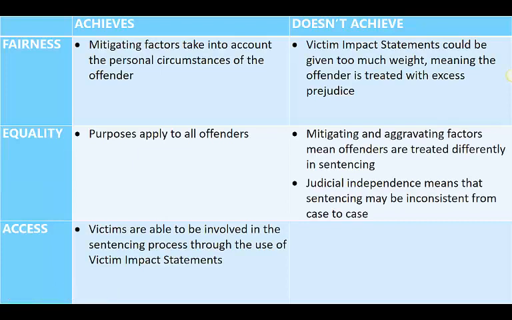So, how does sentencing achieve fairness? Well, mitigating factors take the personal circumstances of the offender into account. So this means that you are treated without bias and prejudice just because you might be homeless or you might be a drug addict or similar, and you are therefore treated with fairness in a just, impartial way.